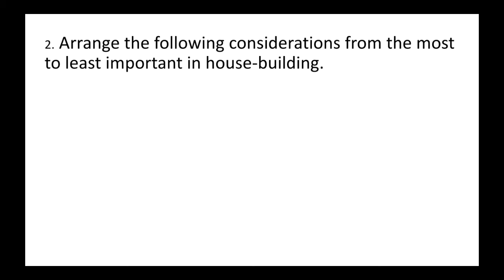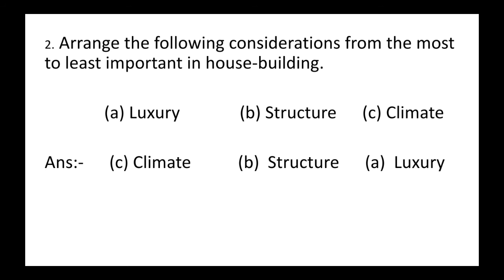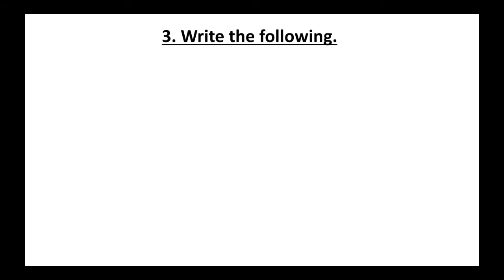Arrange the following considerations from the most to least important in house building. In that, we have to arrange. In that, first one is given A luxury, B structure, C climate. Let us see the answer. The answer is, first will come C climate, then B structure, then A luxury. Moving on to the next question.